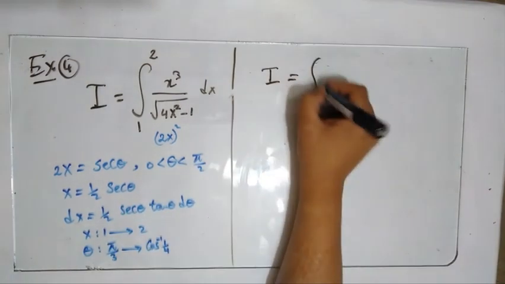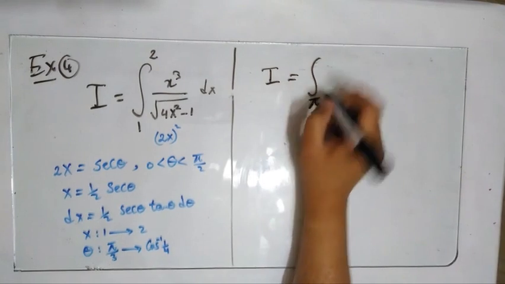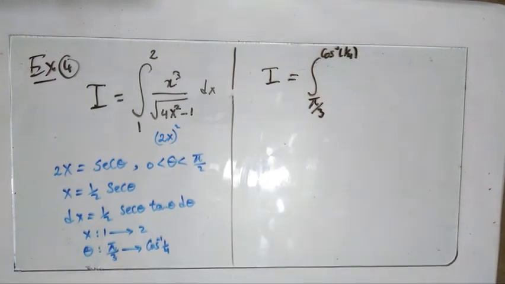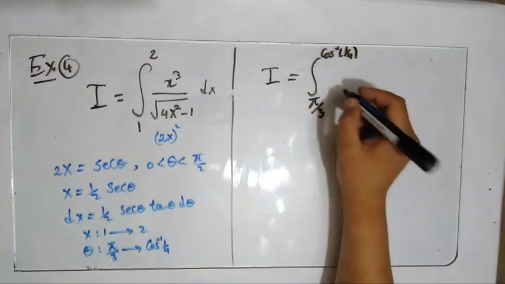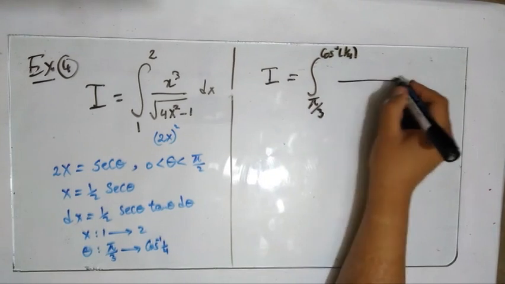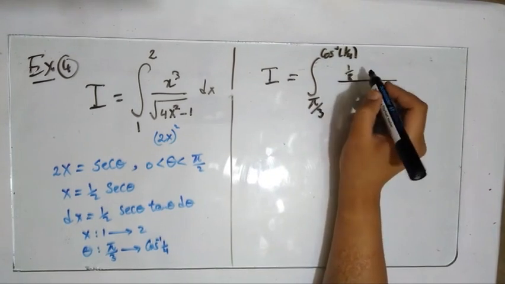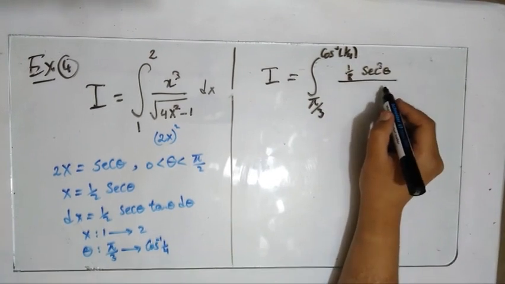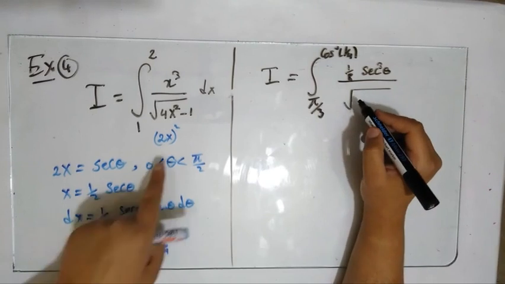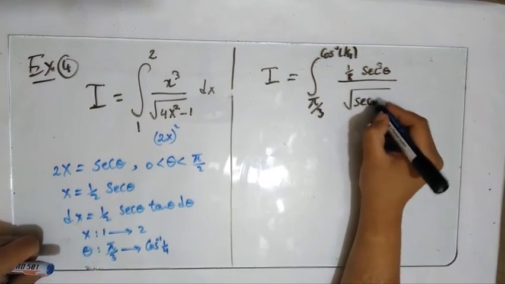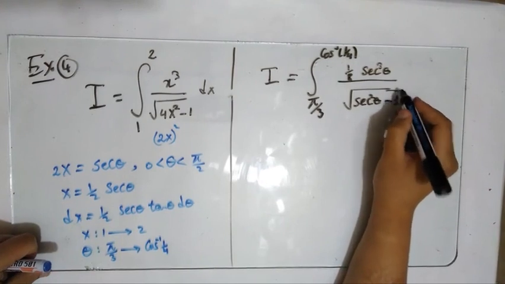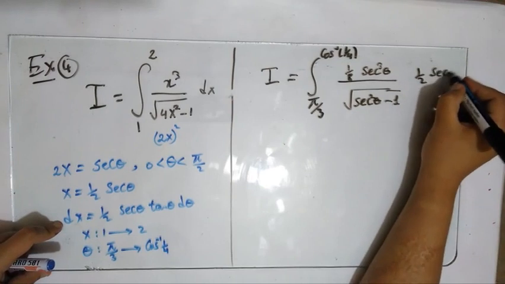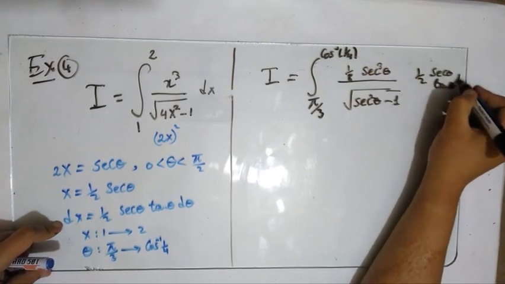So I will be the integral from pi over 3 to cosine inverse of 1 over 4. And then you have x cubed here. X cubed will be 1 over 8 times sec cubed, over the square root of this one. The square root will be, this is 2x all squared, so it will be secant squared minus 1, times dx here, which is half times sec theta tan theta d theta.